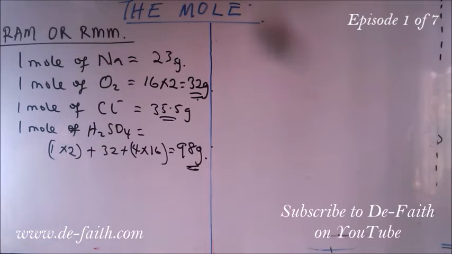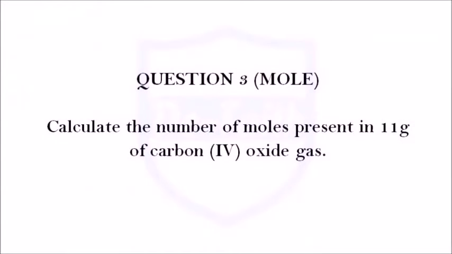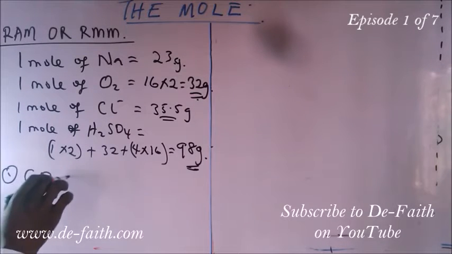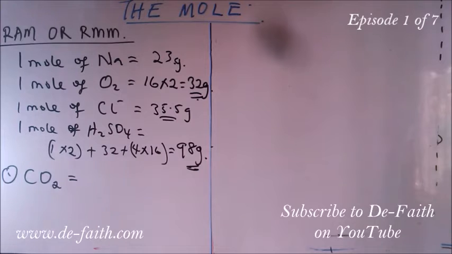So let's take some questions in this line. The first question says that we should calculate the number of moles present in 11 grams of carbon 4 oxide gas. So we have carbon 4 oxide gas. Let's derive the relative molecular mass of this.